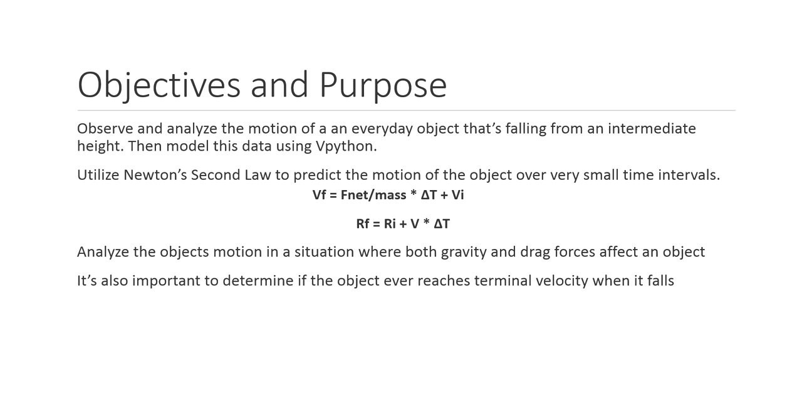Then model this data using VPython. By utilizing Newton's second law to predict the motion of the object over very small time intervals, we can determine the position of the object and the actual motion that it will produce. Here we have Newton's second law and the position formula derived directly from it.